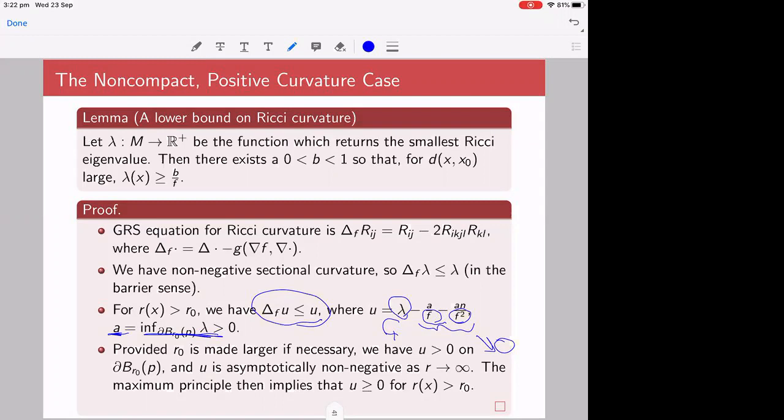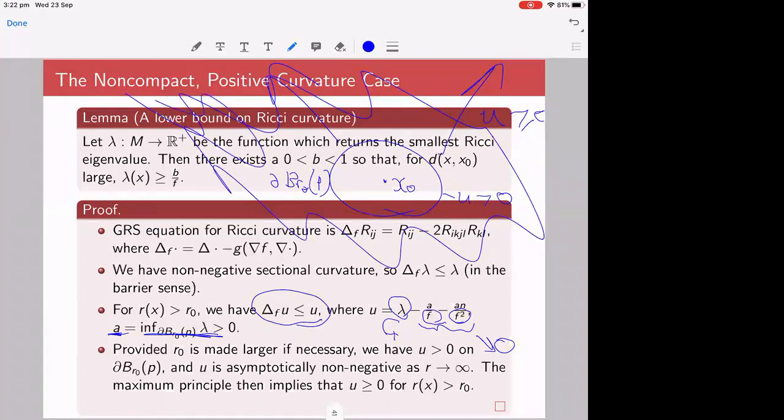So I guess the picture is, if we've got this x naught point here, we're looking at the boundary here. And really, really far away, we know that u is becoming positive. And we also know that it's positive here. And so that means by the maximum principle, it has to be positive all the way around here. So it's greater than or equal to 0, except possibly inside this set here.